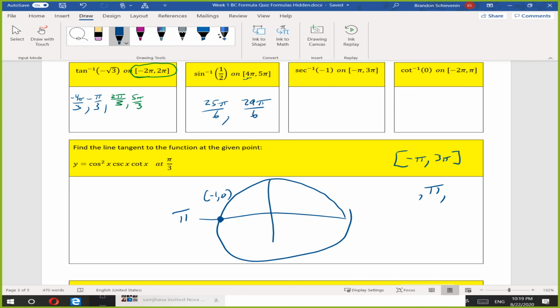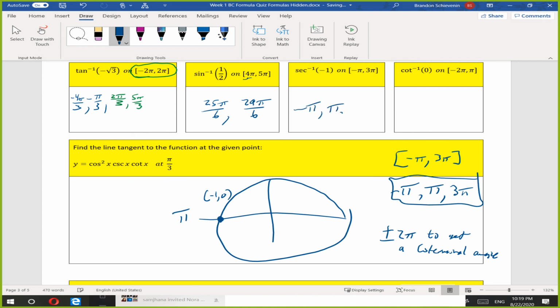Anytime you want a coterminal angle, you can add or subtract 2pi. Okay, -pi is okay, and that's the end bound of my interval, so I don't need to go any further than that. But I've got one more that's inside -pi and 3pi. 3pi itself is okay. Okay, and that should be my answer: -pi, pi, and 3pi. Okay, over to Kelly.